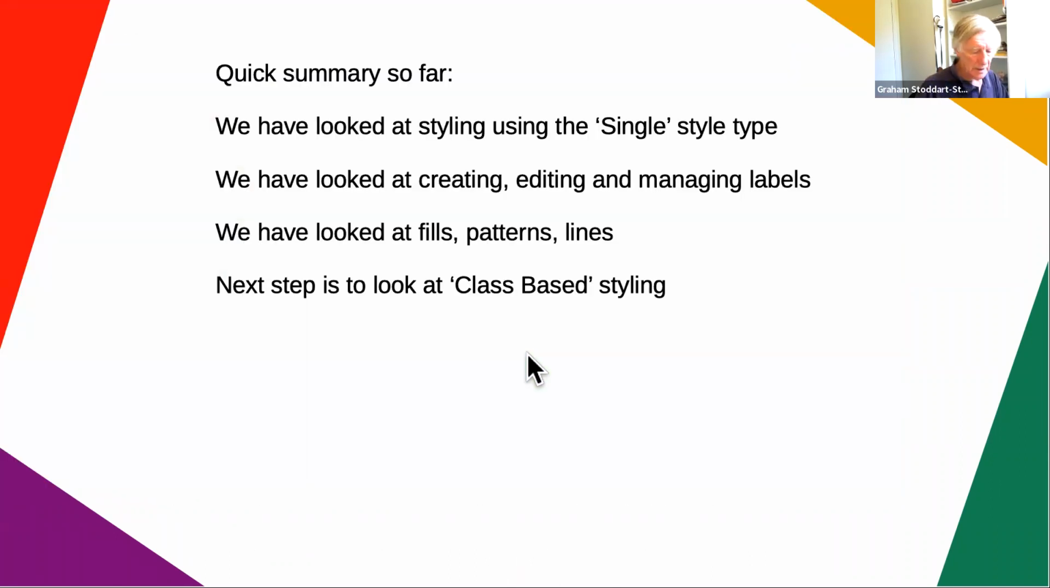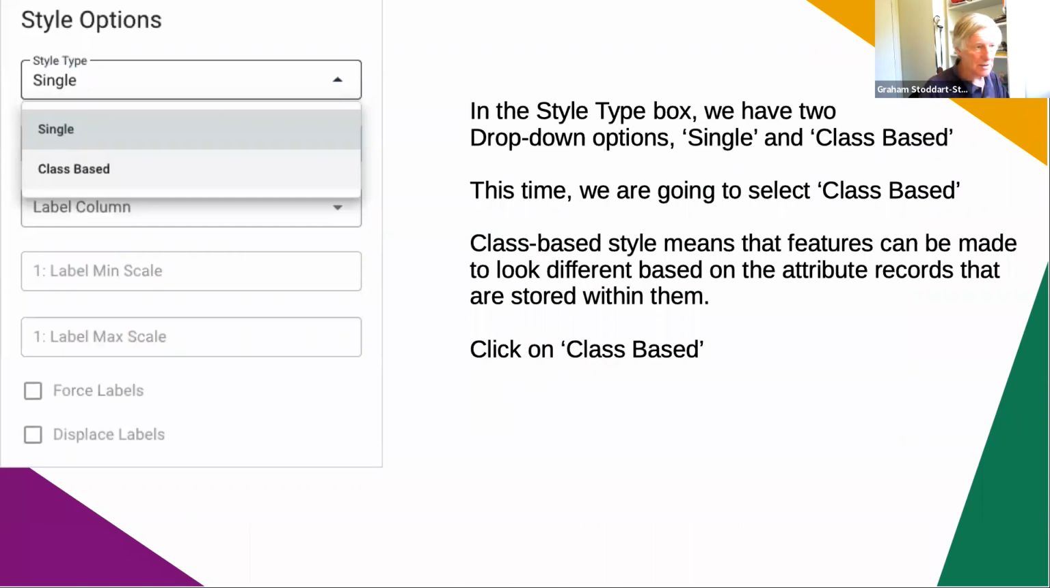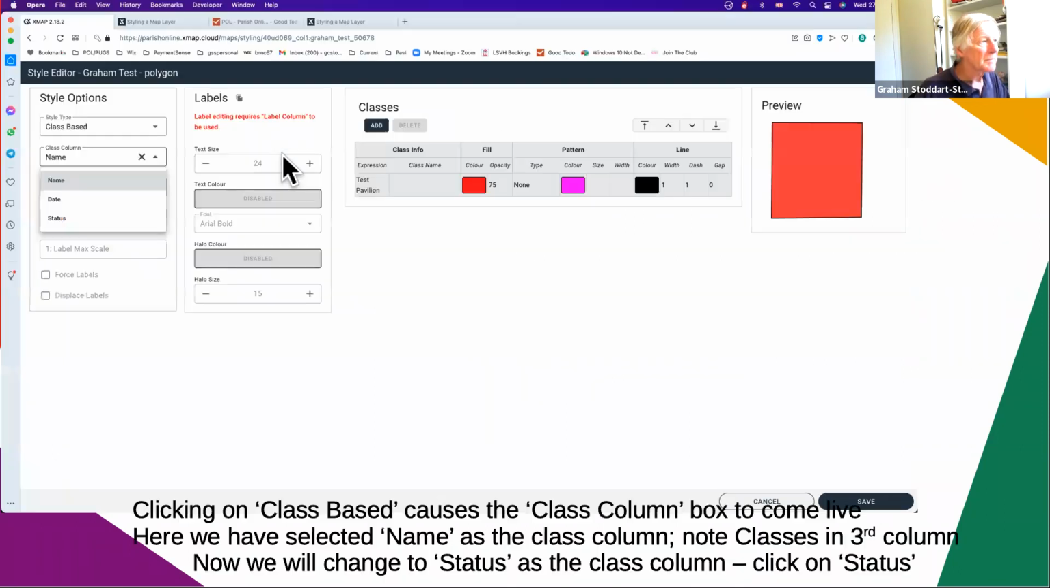So now we're going to take a look at class-based, which gets a little bit more complicated, but fun. So on the drop-down menu up here, we select class-based, and then we go into the class column and say, what do you want the colors to be determined by? And again, it brings up all the available columns here, and we're going to make the changes based on name. So now you've changed, you'll see that this third column here has altered.